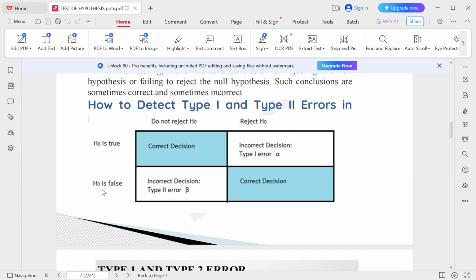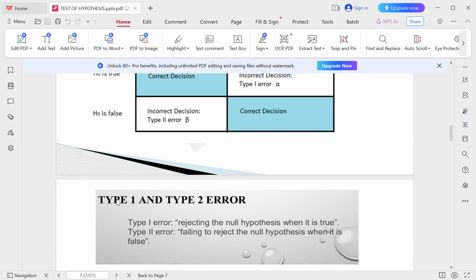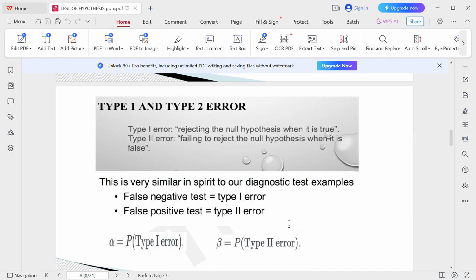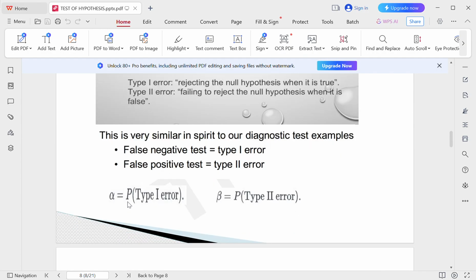Type 2 error: accepting H0 when it is false. Then it is a type 2 error, denoted by beta. Type 1 error is rejecting the null hypothesis when it is true; type 2 error is failing to reject the null hypothesis when it is false. So alpha equals probability of type 1 error, beta equals probability of type 2 error. False negative test equals type 1 error, false positive test equals type 2 error.